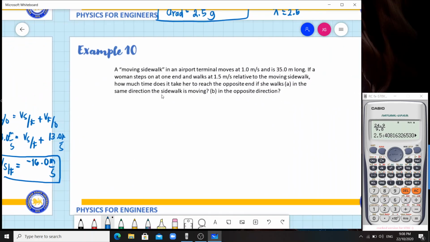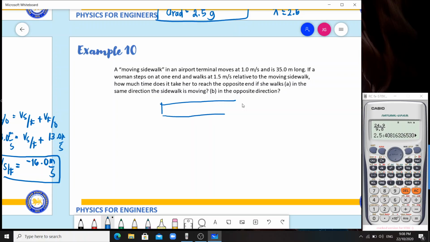A moving sidewalk in an airport terminal moves at 1.0 meters per second and is 35 meters long. If a woman steps on at one end and walks at 1.5 meters per second relative to the moving sidewalk, how much time does it take her to reach the opposite end if she walks in the same direction the sidewalk is moving? So, meron daw moving sidewalk.